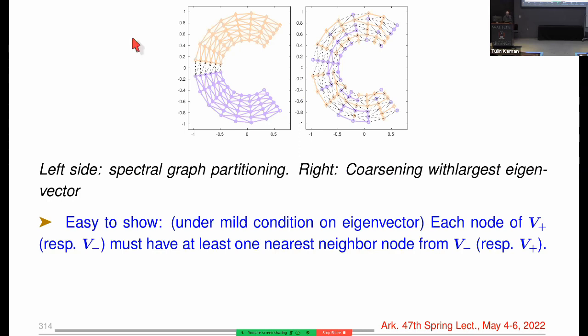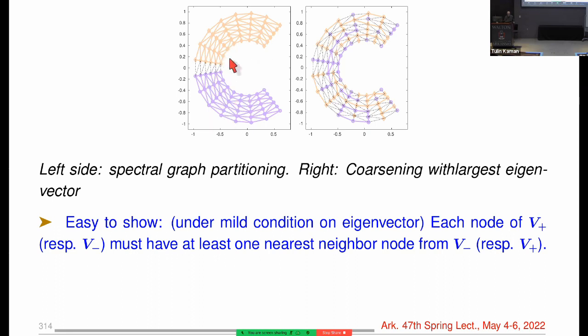So here's an interesting thing I wanted to show. I think you remember this example, right? I showed you graph partitioning with one eigenvector, right? It was not quite this one, it was very similar. Maybe half, a half circle or something. And this is using the largest eigenvector.